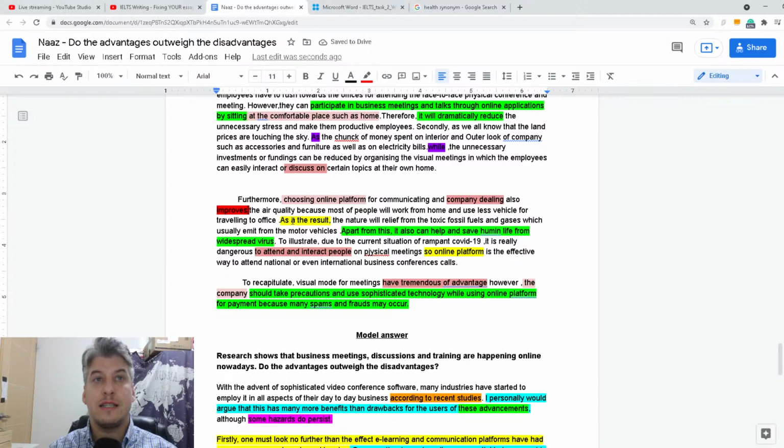So as the result, the result. Here we want one or the other. As a result. Okay. So this sentence was really good grammatically. Apart from this, it also can help and save human lives possibly from widespread viruses. So the structure was good, it's just you need to change some of the words.